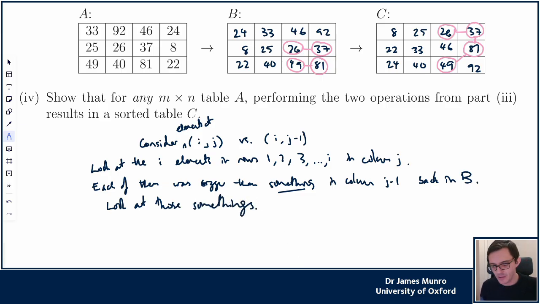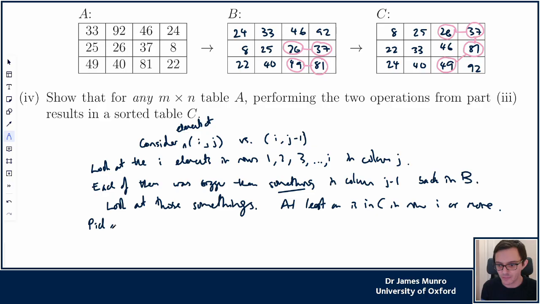Now, I claim that at least one of them, like how 49 was down here, is far down enough that it's interesting to me. At least one is in C in row I or more. They can't all be in the first I minus 1 rows because there are I of them. So maybe they're the first ones, maybe this 49 could have turned up here, in which case it's also fine, or maybe it's further down. Pick one of those.